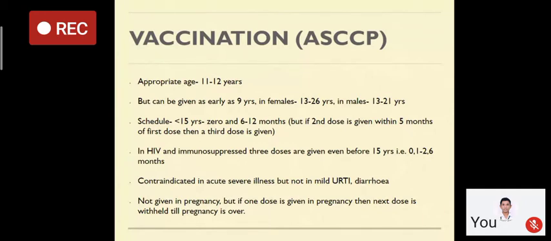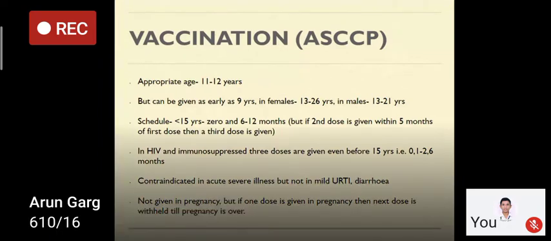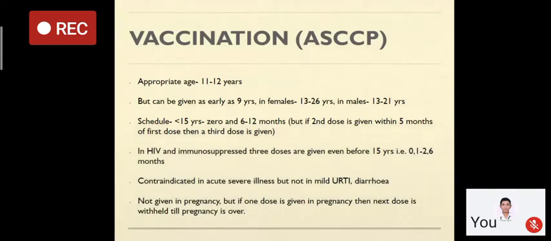In HIV and immunosuppressed, 3 doses are given before 15 years, 0, 1 to 2 months, and then 6 months. It is contraindicated in acute severe illness, but not in mild urinary tract infection or diarrhea. Okay, so it can be given in all male as well as female, and the dosing schedule is 0, 2, and 6. It should not be given in pregnancy, but if one dose is given in pregnancy, then next dose is withheld till pregnancy is over. Okay, it should be avoided in pregnancy or acute severe illness, any systemic illness.